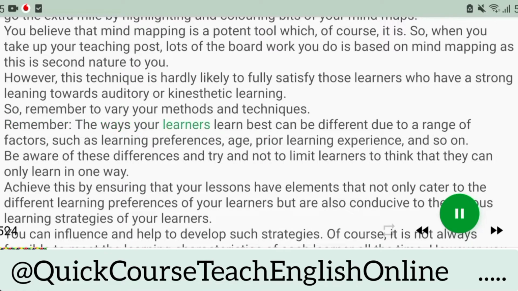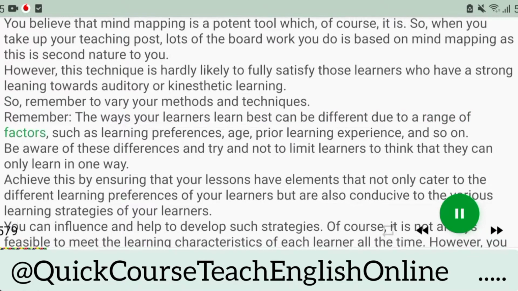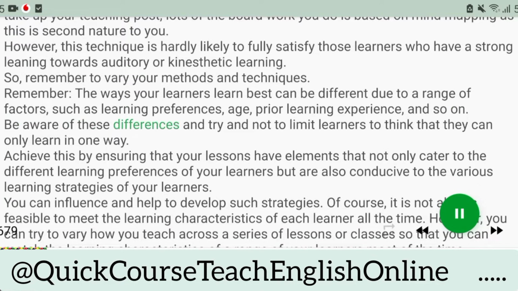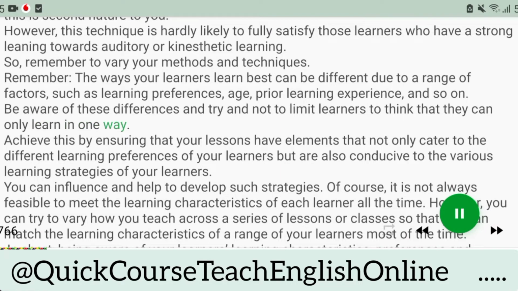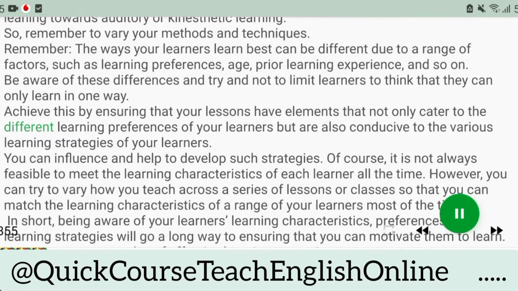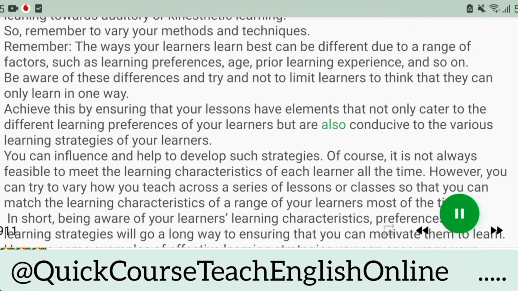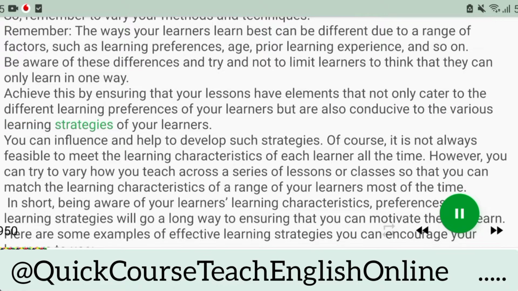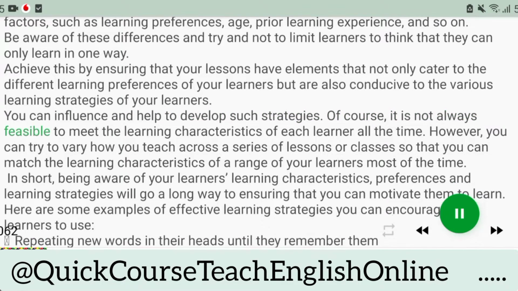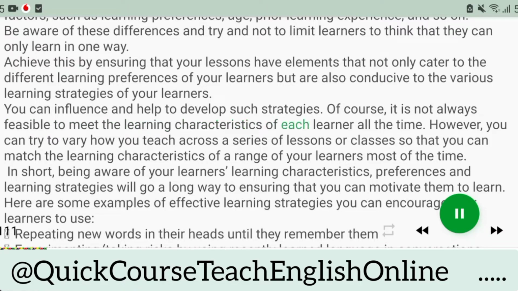Remember, the ways your learners learn best can be different due to a range of factors, such as learning preferences, age, prior learning experience, and so on. Be aware of these differences and try not to limit learners to think that they can only learn in one way. Achieve this by ensuring that your lessons have elements that not only cater to the different learning preferences of your learners but are also conducive to the various learning strategies of your learners. You can influence and help to develop such strategies. Of course, it is not always feasible to meet the learning characteristics of each learner all the time.